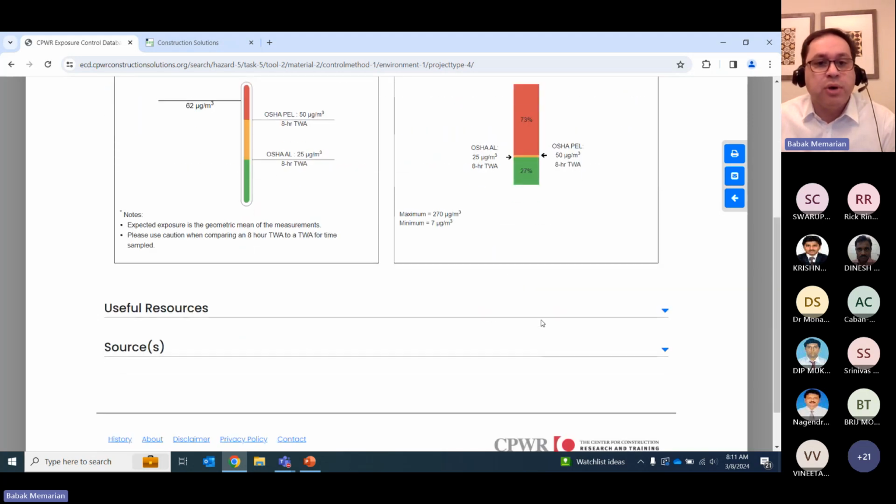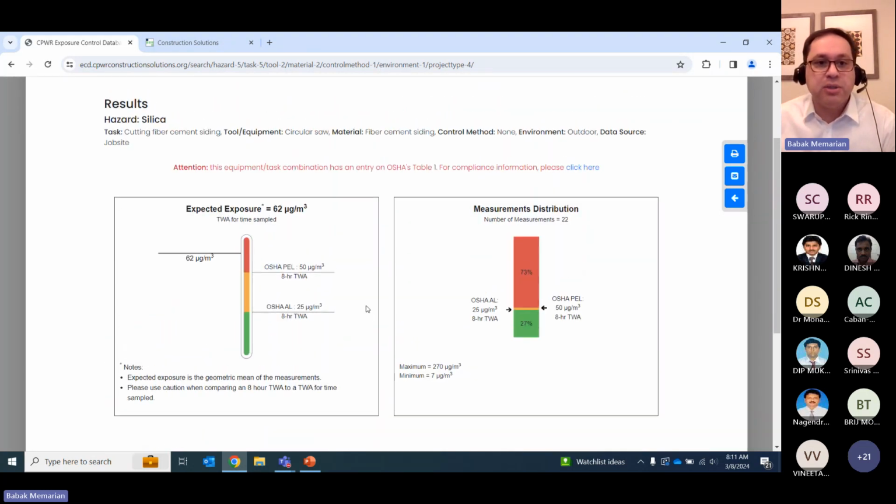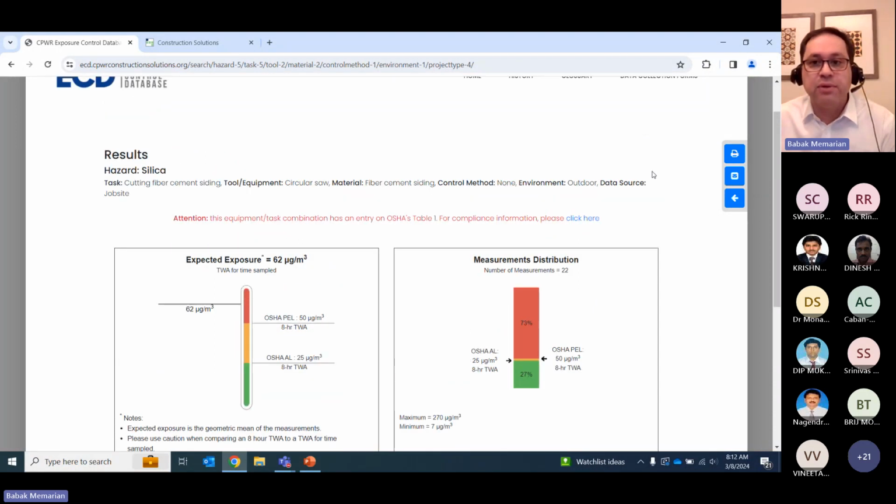On this page, in addition to this, you can see the summary of the task you defined: the task, tool, material, the whole combination. So it's just a reminder for you.